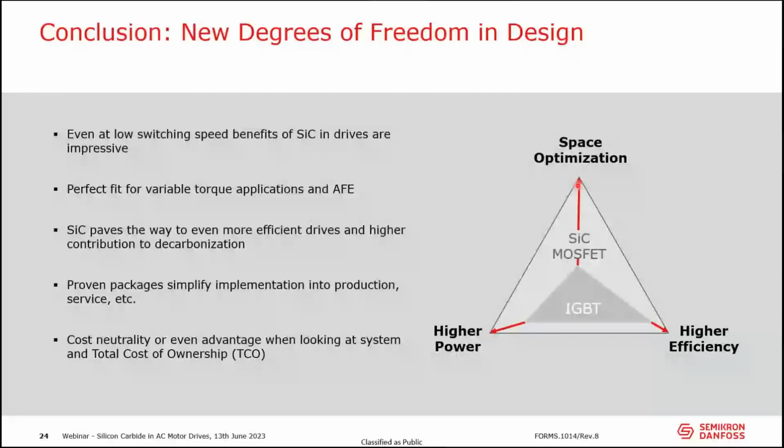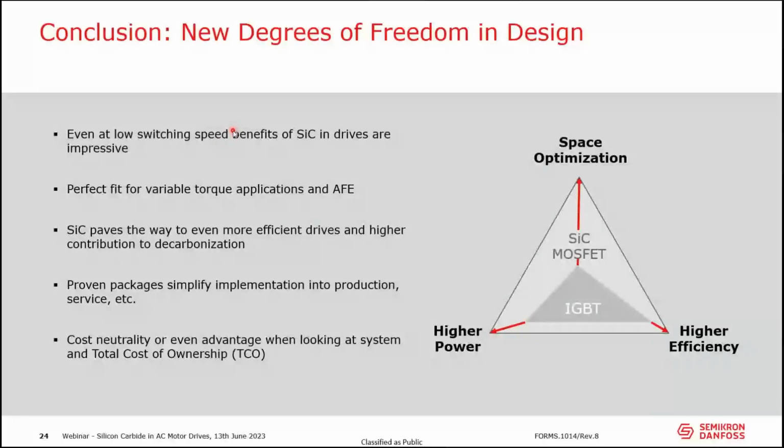If you want to go for higher power, silicon carbide can help. Higher power meaning in the same thermal design, right? If you go for higher efficiency, silicon carbide is the way. So it really opens some new possibilities, or does away with some limitations that we have if we stick with IGBTs. We also saw that even at low switching speed, it can totally make sense to use silicon carbide, and you can achieve impressive results with it.